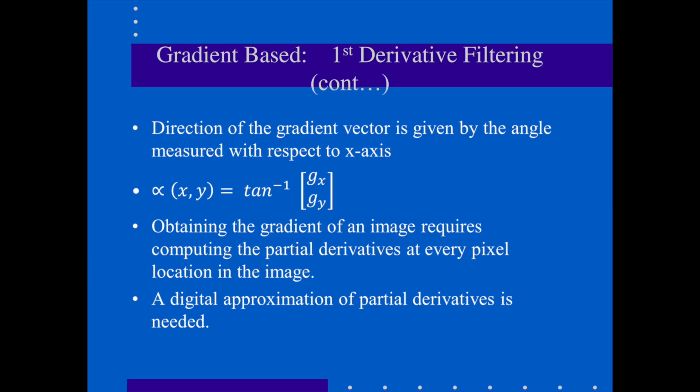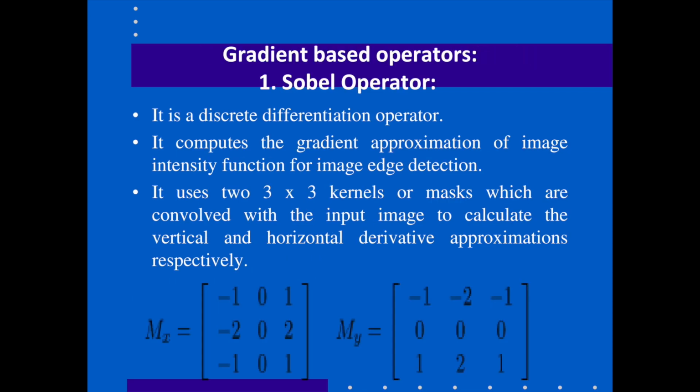Obtaining the gradient of an image requires computing the partial derivatives at every pixel location in the image. So, a digital approximation of partial derivatives is needed. We can discuss the gradient based operators. First one is the Sobel operator. It is a discrete differentiation operator. It computes the gradient approximation of the image intensity function for image edge detection. It uses two 3x3 kernels or masks which are convolved with the input image to calculate the vertical and horizontal derivative approximations respectively. The mask is given below.